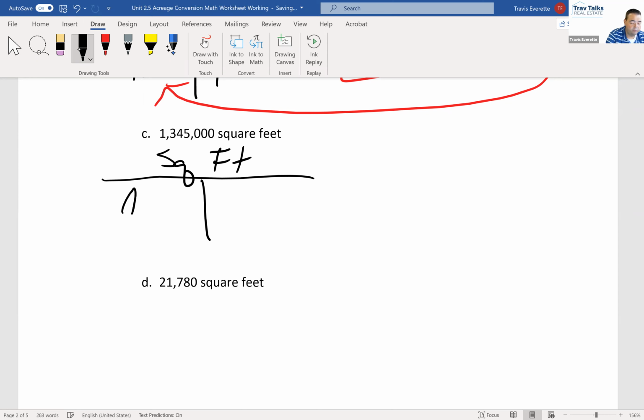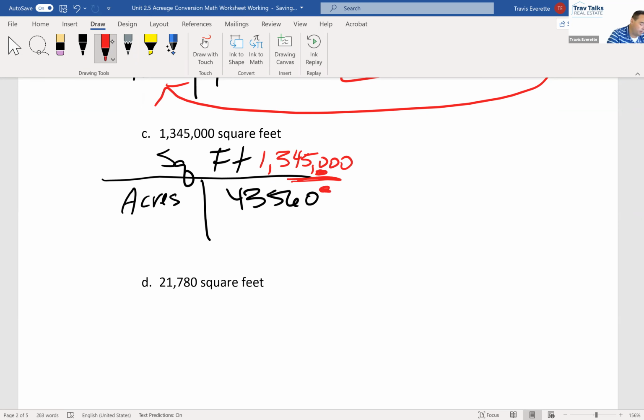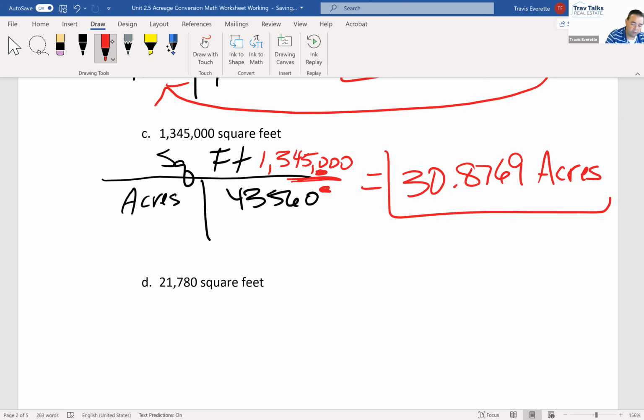Same formula, square footage on top, acres, 43,560 on the bottom. They have given us a lot of square feet, 1,345,000 square feet. And we see that that's top and bottom here, so we're going to be dividing. 1,345,000 divided by 43,560. And that is over 30 acres. That's 30.8769 acres. It's a pretty big piece of land right there. 30 acres, that's not a small piece of land at all.